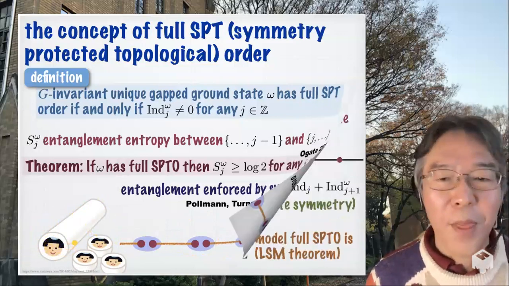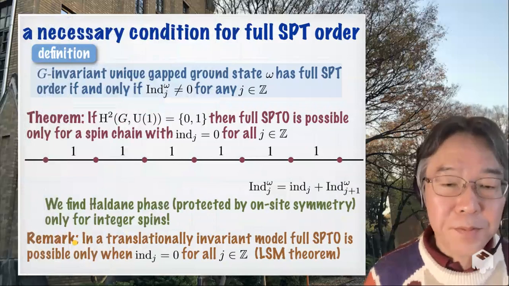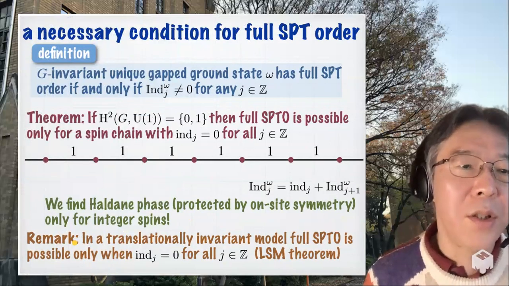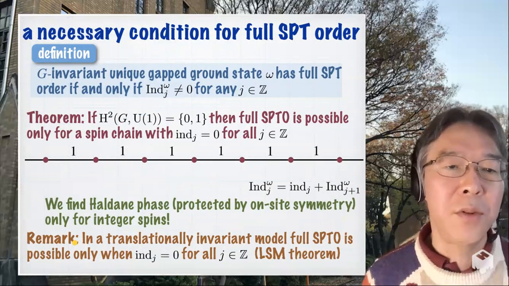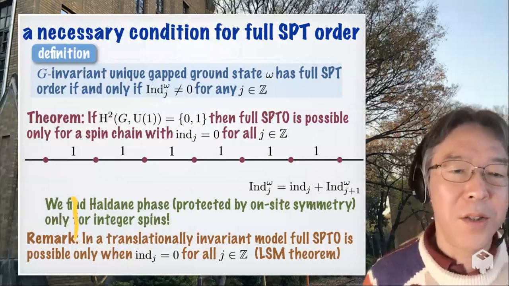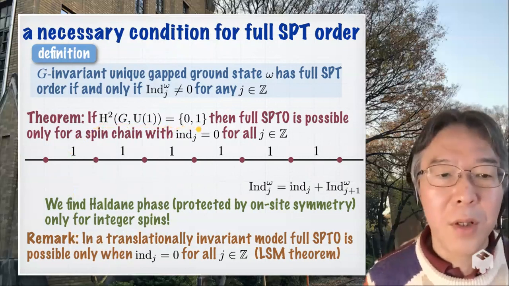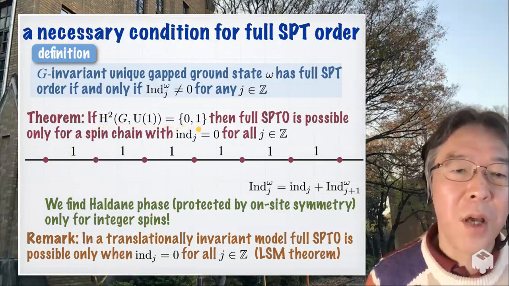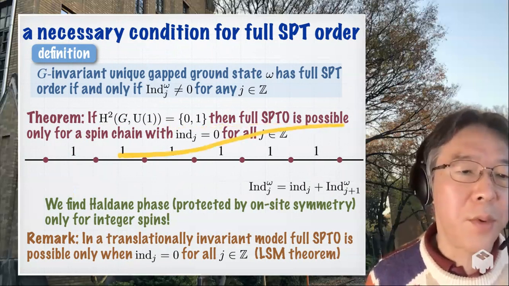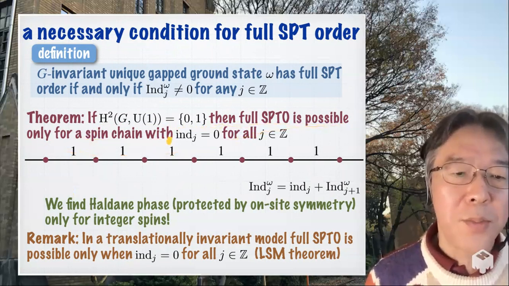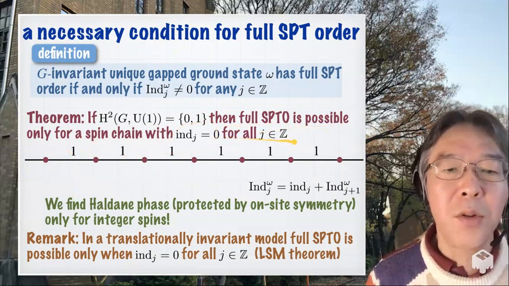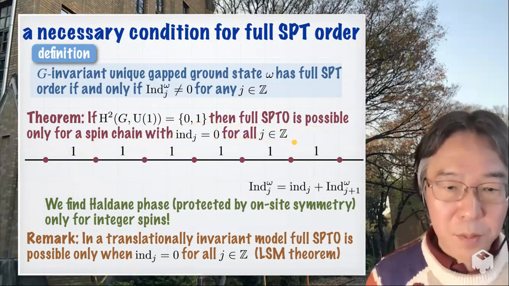Okay, forget it. So with this notion, we can discuss a necessary condition for full SPT order. This is a very trivial theorem, but suppose that the second group homology happens to be 0, 1, like in the case of Z2 cross Z2. Then full SPT order is possible only for a spin chain with spin index 0 for all sites. Well, let me prove it.